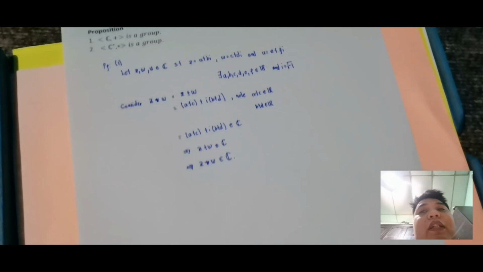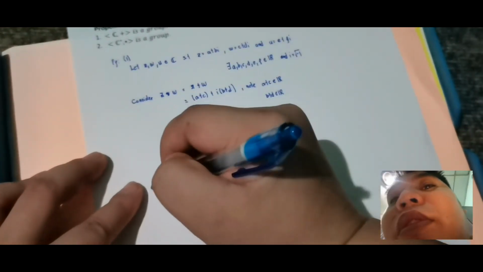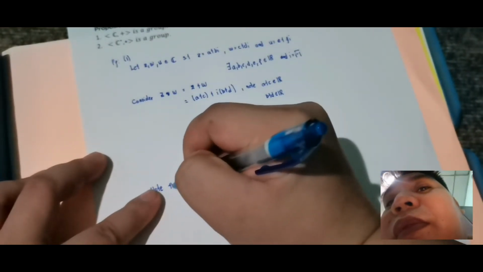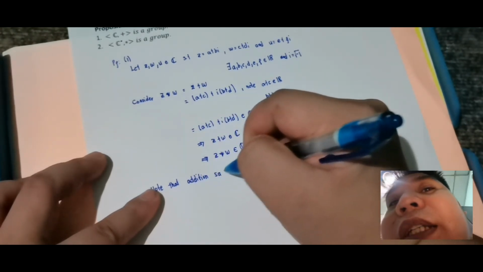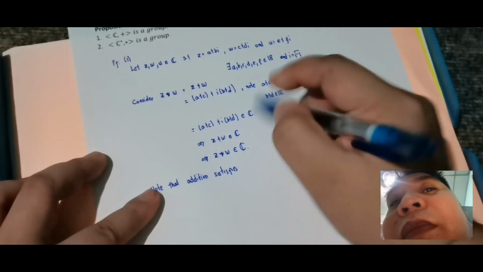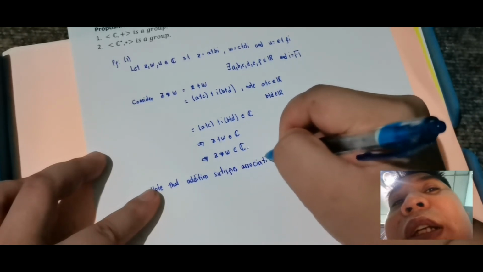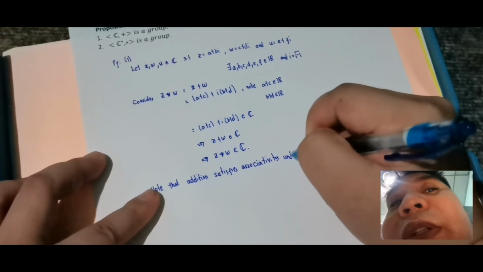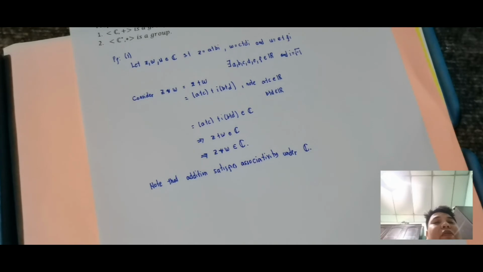Okay, so next proceed tayo sa isa. So associativity. So actually pwede kong i-state na lang to, kasi nga associativity, addition satisfies associativity naman. Okay, so note that addition satisfies associativity under the set of complex numbers. Okay, so kahit pabalik-baliktarin mo naman yun, walang mangyayari. Okay, so addition naman siya. Okay, so similar na result.